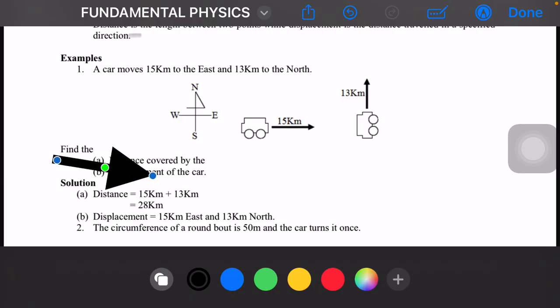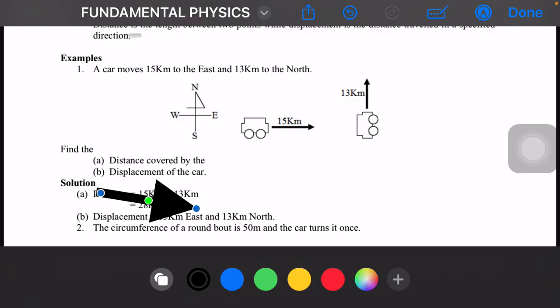Then question B is asking us to find the displacement of the car. The displacement of the car is just 15 kilometers east and 13 kilometers north. Why haven't we done any calculations here? Remember, when defining displacement, we said that displacement has direction and magnitude. This is the magnitude and this is the direction. We can only add or subtract if they were in the same direction. I haven't done any math here because they are in different directions. That's why.